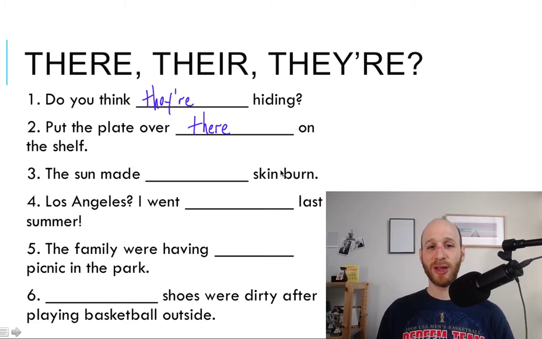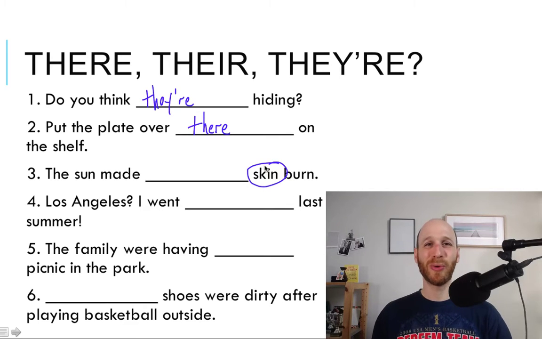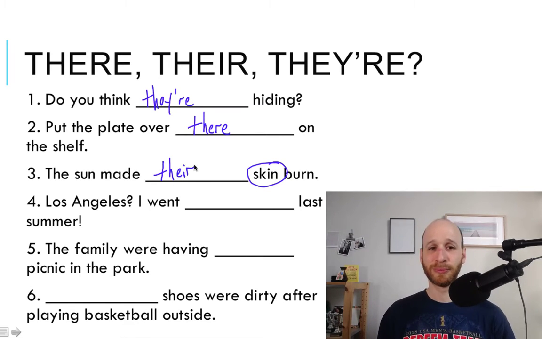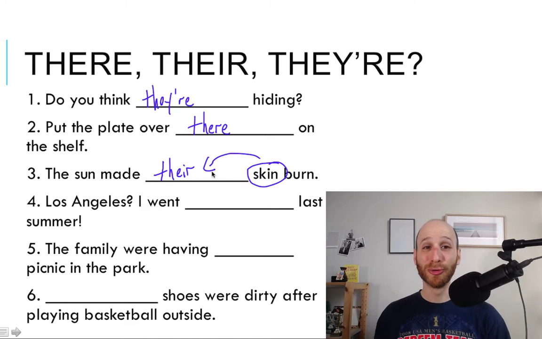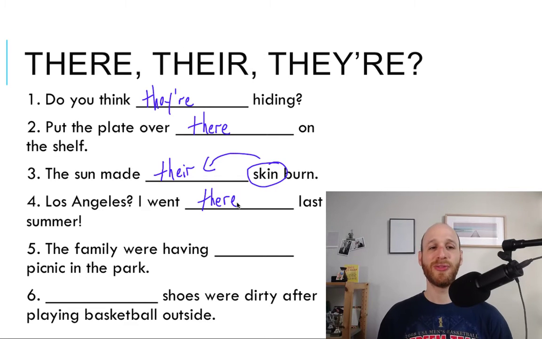3, the sun made blank skin burn. So if we see skin belongs to someone, and here it's sort of talking about a group of people. The sun made their skin burn. Skin belonging to that group of people. Number 4, Los Angeles, I went there last summer. So Los Angeles is a beautiful place in the world. So we know place, location, okay. Number 5, the family were having blank picnic in the park. Okay, so we're starting to see picnic in the park belonging to the family.